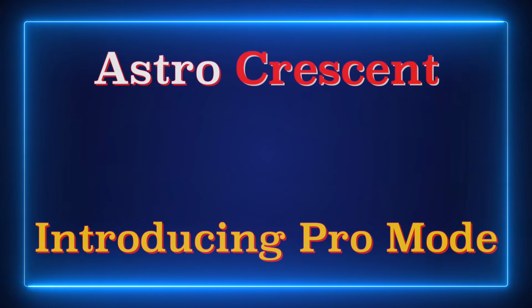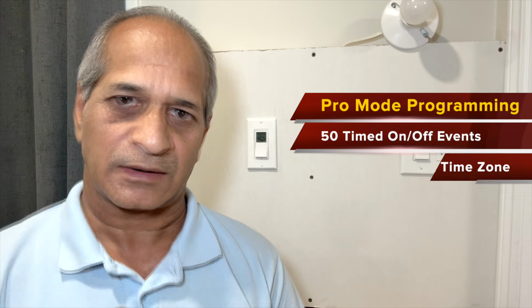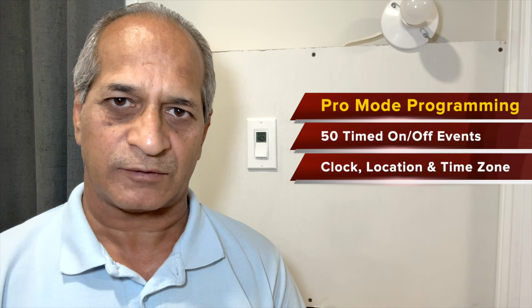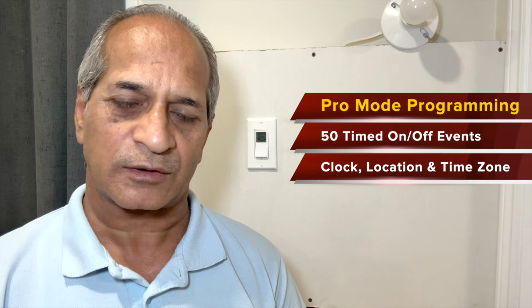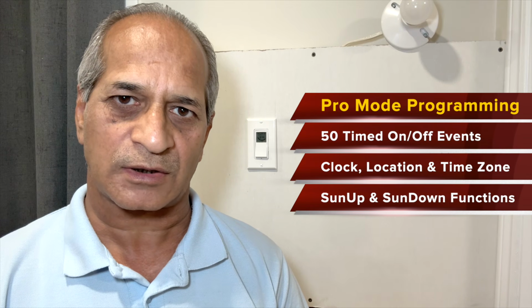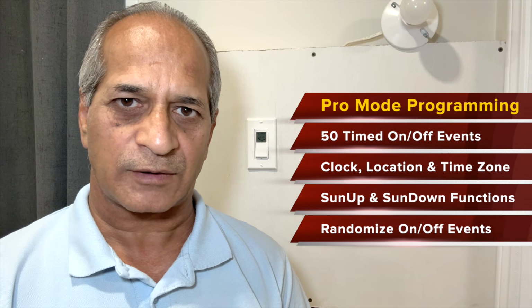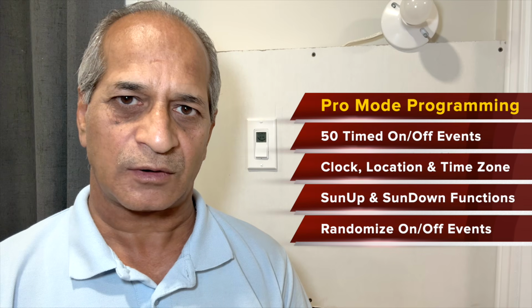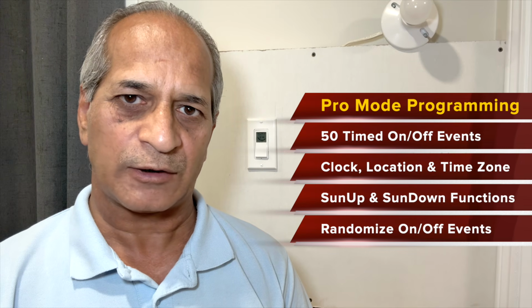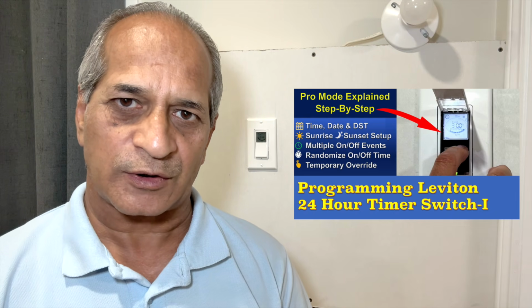If you want more flexibility, you need to program in Pro mode. In Pro mode programming, you can have up to 50 timed on-off events. In addition to setting just the time with the clock function, you can also set your location and time zone in Pro mode. You can program the switch to turn your lights on or off based on SunUp and SunDown timings. Also, you can offset those timings. The Pro mode gives you the flexibility of randomizing the programmed on-off timings for additional security when you are away from home. I explained the entire Pro mode programming in my other video, so make sure you watch that.